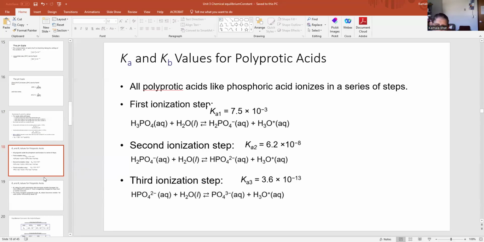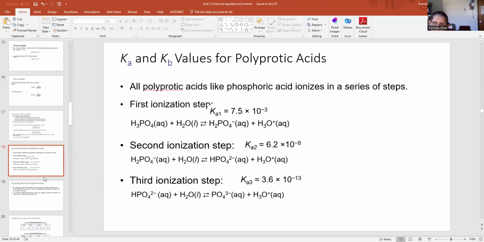The first, H3PO4, when you dissolve it in water, will donate its first hydrogen, forming the dihydrogen phosphate ion. In the second ionization step, the dihydrogen phosphate loses a proton and forms the monohydrogen phosphate. And in the third step, the monohydrogen phosphate loses a proton and forms the phosphate ion.